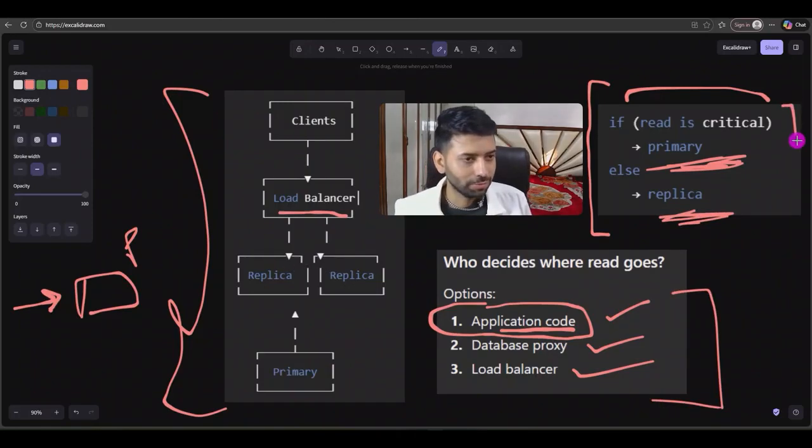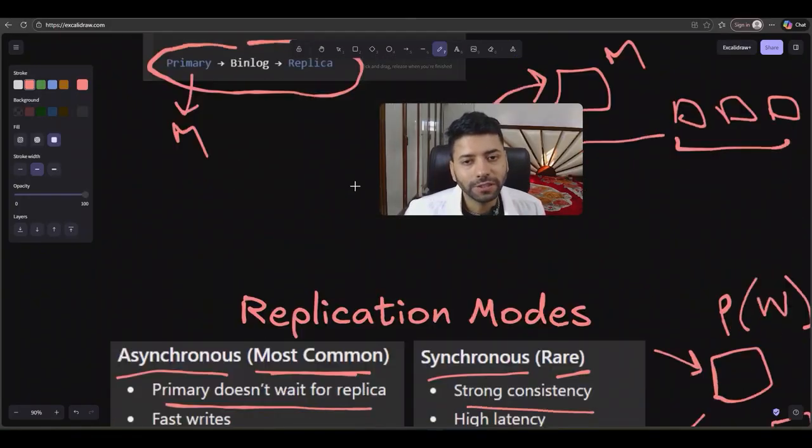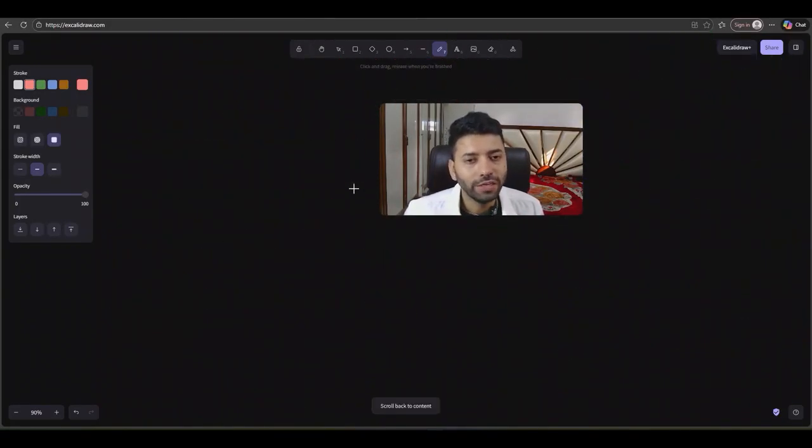Okay, but this is something that we wanted to talk about. If your read is critical, then you can basically redirect it to the primary one through the application code, right? All right, so after this, next let's talk about the failure scenarios using the read replicas.